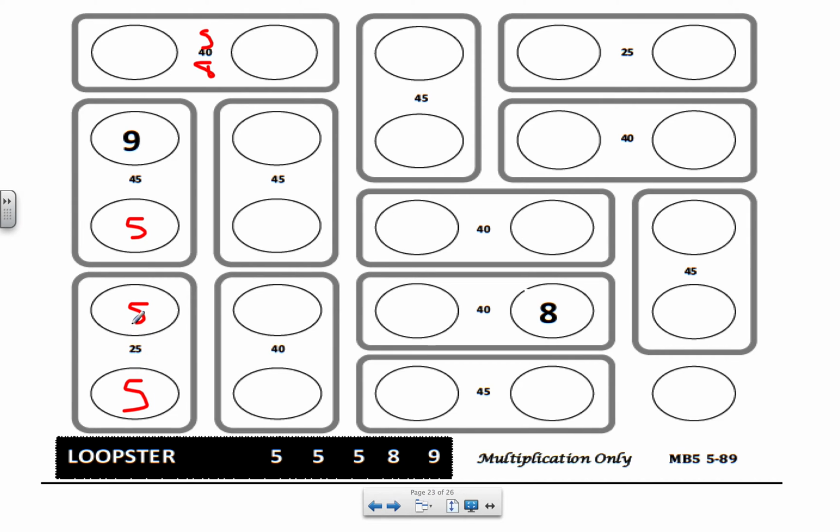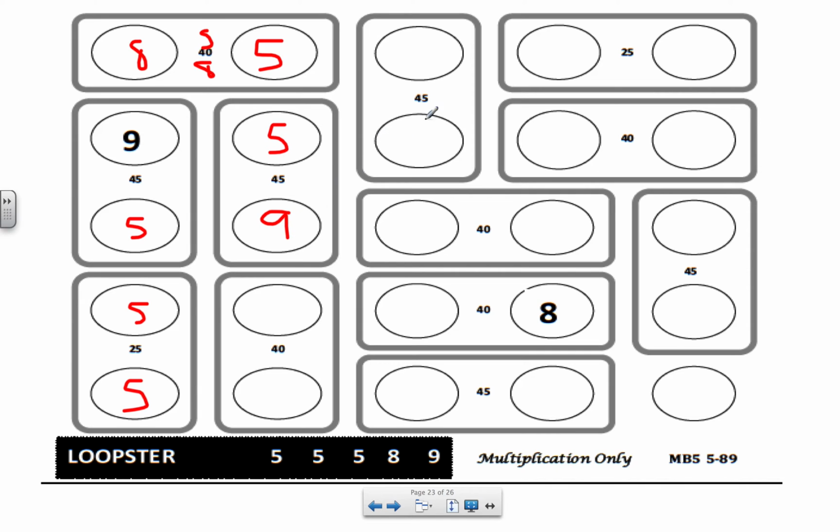Oh, look at this. I have 1 5, 2 5s, 3 5s. I've already used my 3 5s and my 9. So what do I need in this first column? It's got to be that 8. 8 times 5 here is 40. Now, this one's 45. We know it's 9 times 5. But look, there's already a 9 in this row. So this one can't be 9. This has got to be my 5. That's got to be my 9.